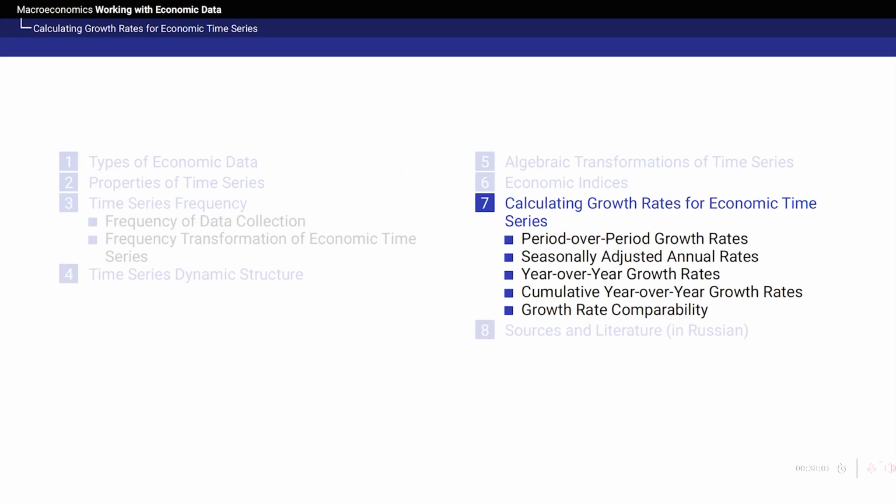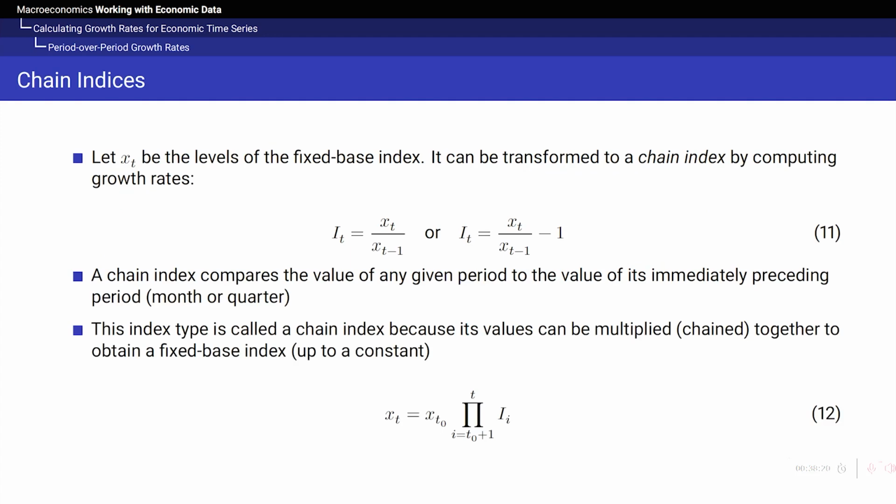The final part of the presentation concerns various types of growth rates, which are typically published by statistical agencies. We will discuss the relative merits of each type of growth rate and suggest the optimal way of analyzing intra-year economic dynamics. The first type of growth rates is period-over-period growth rates. In statistics, they are also called chain indices.